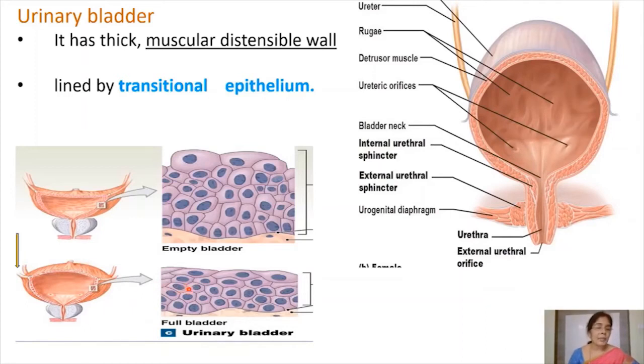ఇప్పుడు సాగేప్పుడు ఏమవుతుంది అంటే, the cells in the transitional epithelium, they change their shape and rearrange themselves into 3 to 4 layers. ఇక్కడ 6 layers లో ఉన్నవి ఇక్కడ 3 to 4 layers లోకి ఇమిడిపోతాయి. This is the unique feature of transitional epithelium.